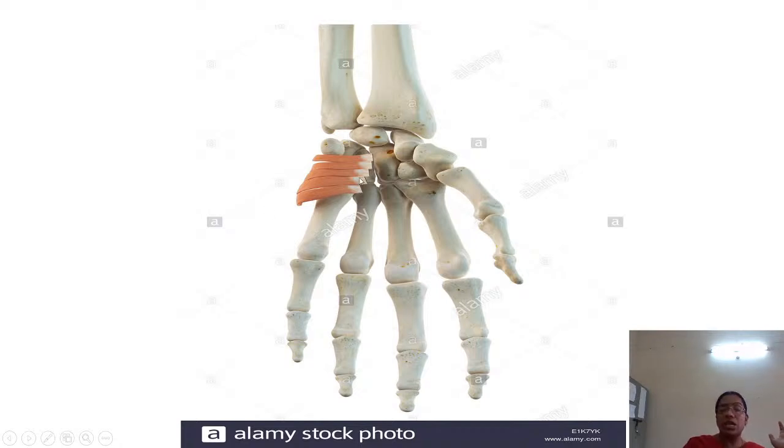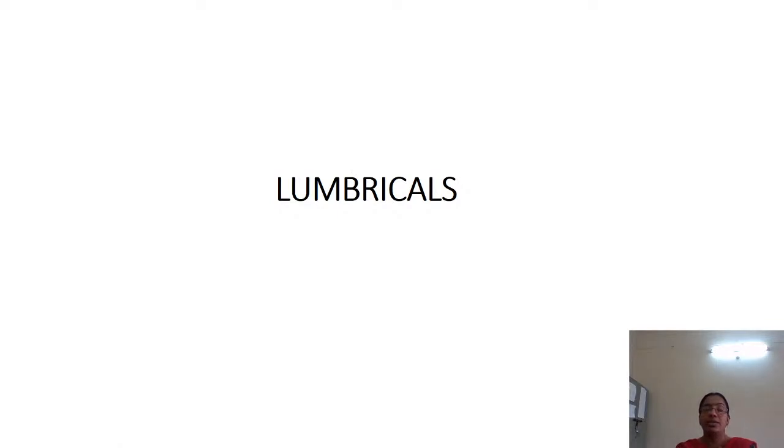It takes origin from the flexor retinaculum, and insertion is into the medial border of the ulna. So the origin is from the flexor retinaculum and insertion is into the medial border of the ulna. This is a small subcutaneous muscle present at the hypothenar eminence. So up till now in the intrinsic muscles, we are finished with the thenar muscles and hypothenar muscles.